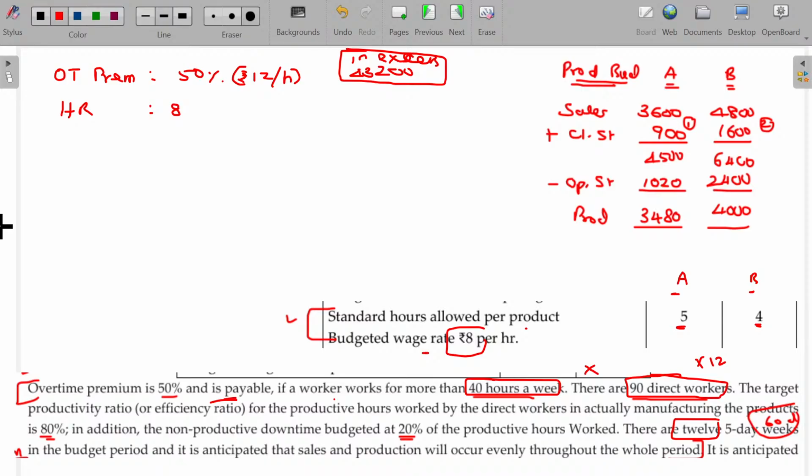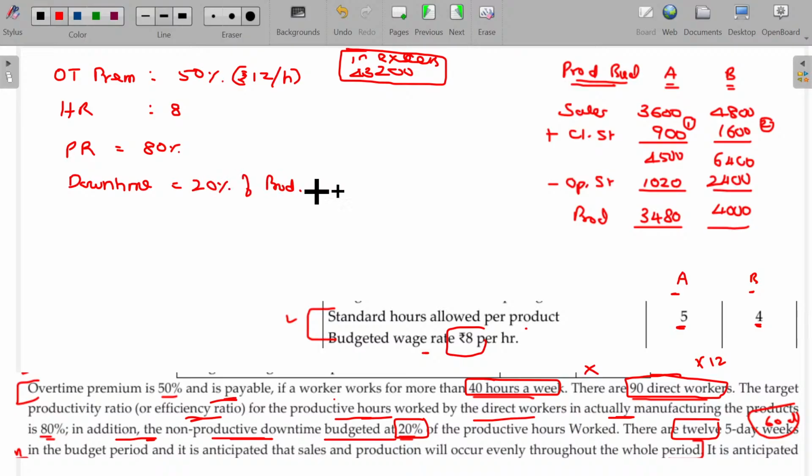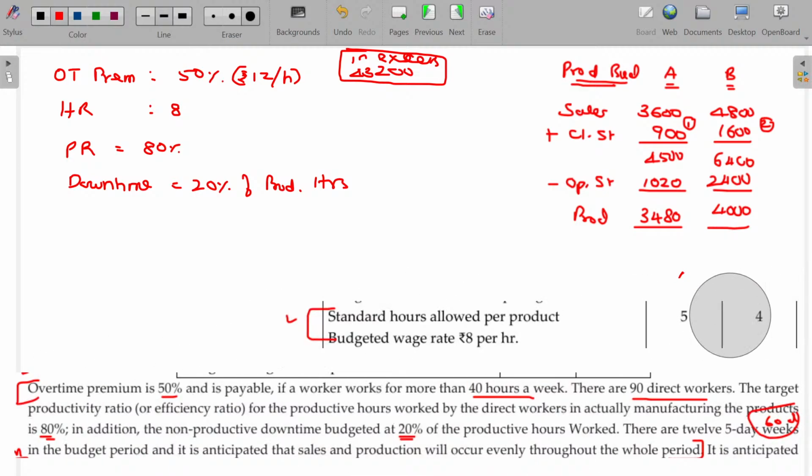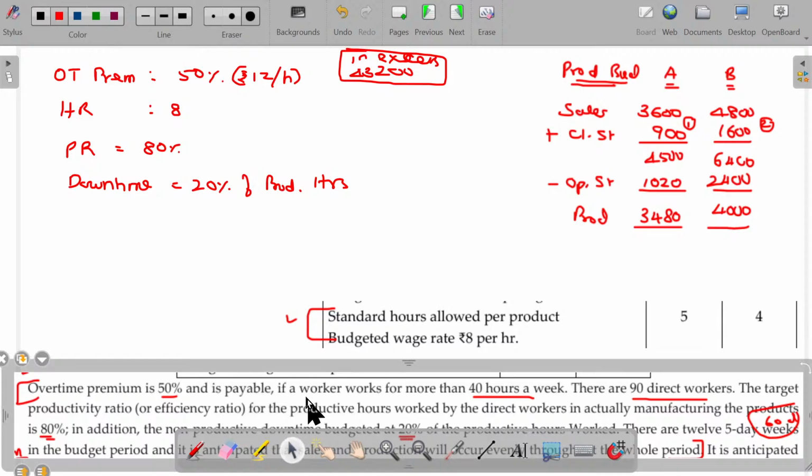The target productivity ratio or efficiency ratio for the productive hours worked by the direct workers in actually manufacturing the product is 80% only. Performance rating, productivity rate, only 80%. In addition, the non-productive downtime is budgeted at 20% of the productive hours. Okay, downtime is equal to 20% of productive hours. That's all. This information is more than enough for preparing the labor budget.